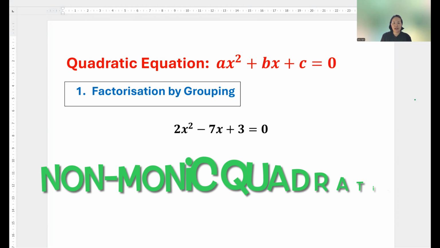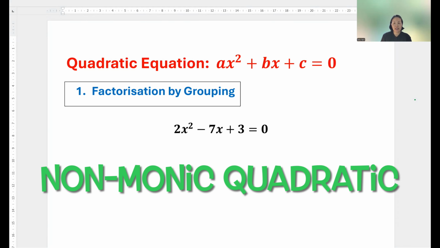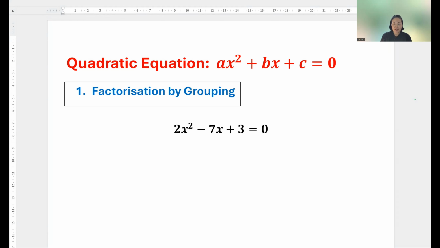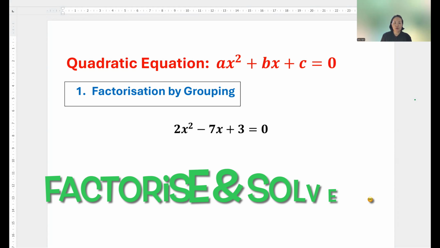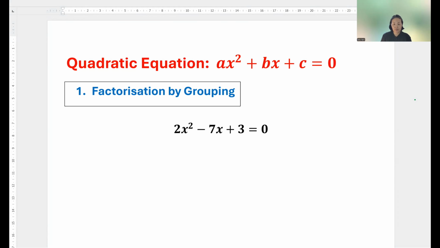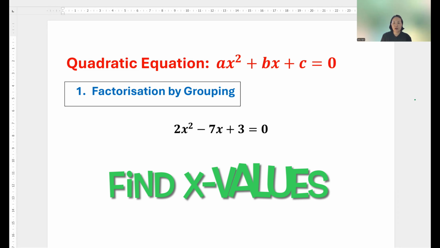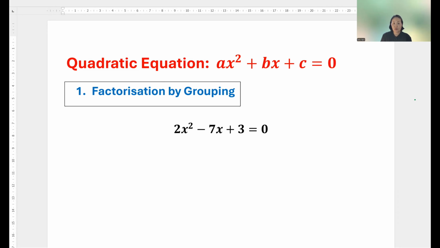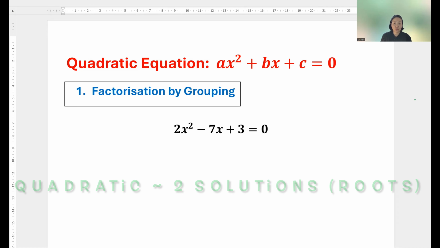Now what I have here is a non-monic quadratic equation. The general form is ax squared plus bx plus c equals 0, and a is not 1. That's why it's non-monic. Now I'm going to factorize and solve this quadratic equation, 2x squared minus 7x plus 3 equals 0, in 3 different ways. I will factorize first and then solve it, which means I'm going to find the x values. Because it's a quadratic, with power of 2, you will have 2 solutions, 2 roots.